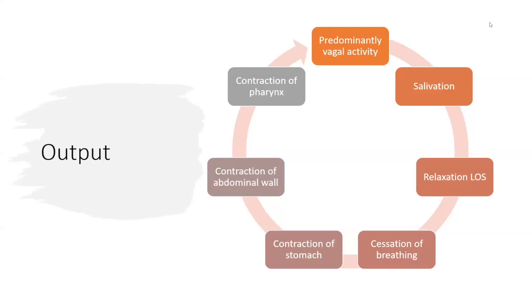So what generally happens is that they get the vagal activity, then they have salivation, then they get the relaxation of the lower esophageal sphincter, which causes cessation of breathing, causes a contraction of the stomach, causes a contraction of the abdominal wall, and then it causes a contraction of the pharynx, and then you get projection of whatever abdominal content that the patient currently has.